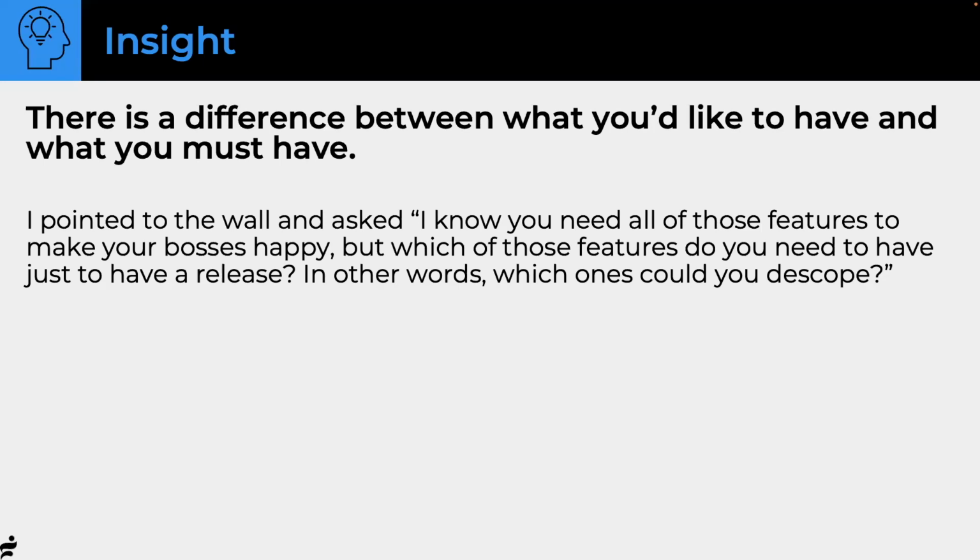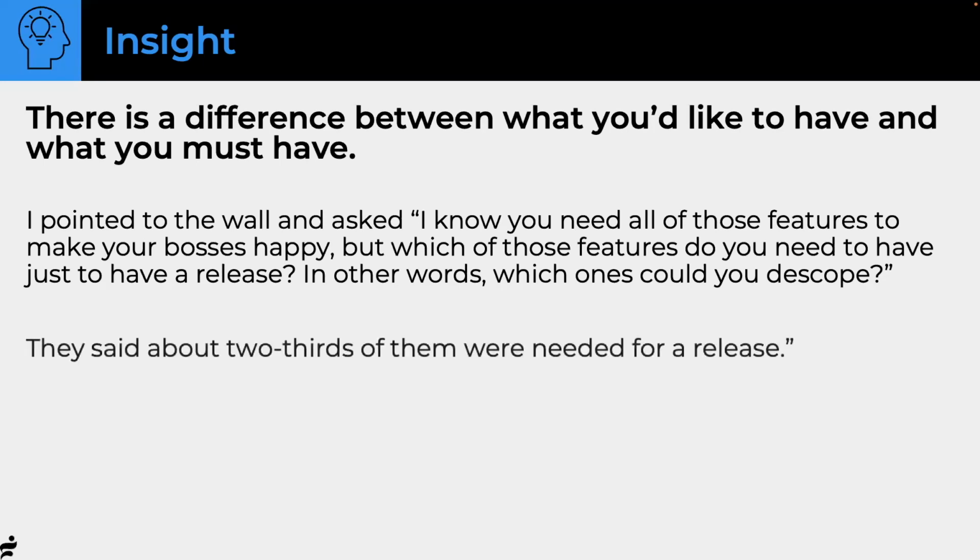In other words, if you work on everything to make your bosses happy, you might have worked on stuff that wasn't needed for a release instead of those things that you did need for a release. Okay, which ones could you descope? See, I'm actually just guiding them to think about these differences. So they said about 2/3 of them were needed for a release.